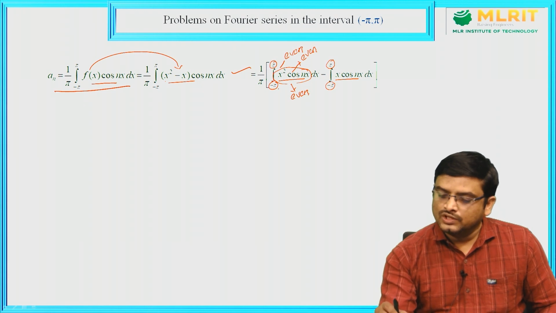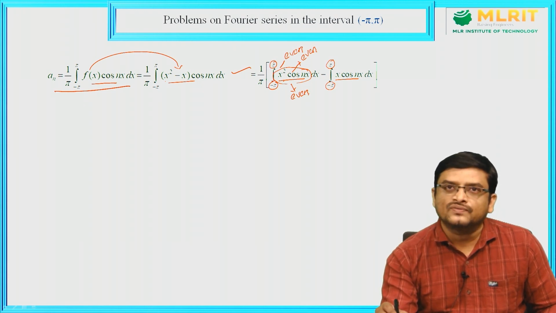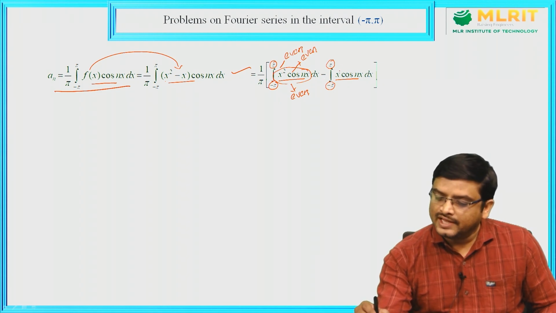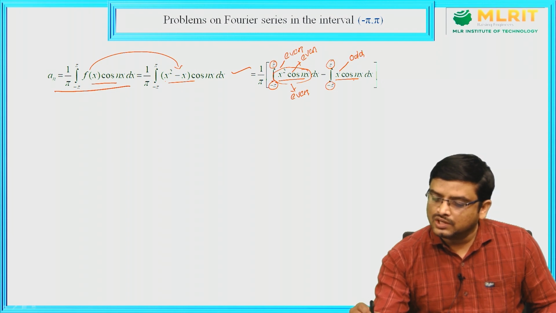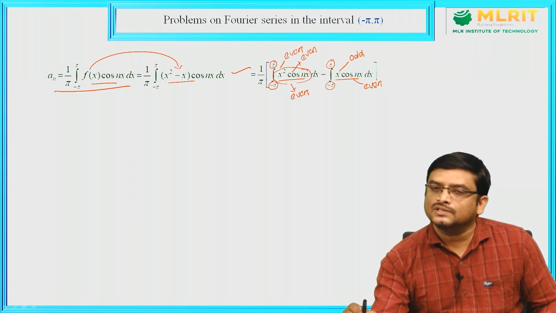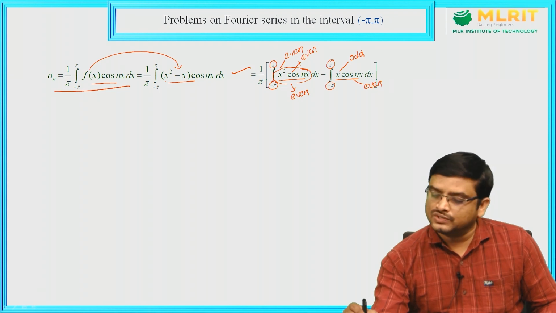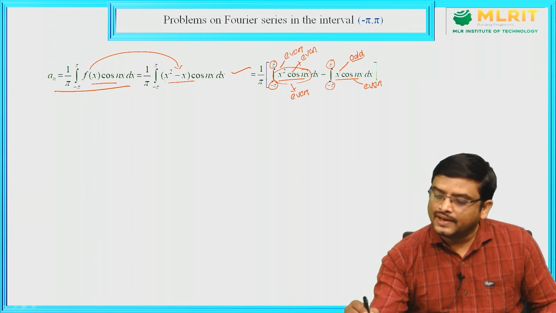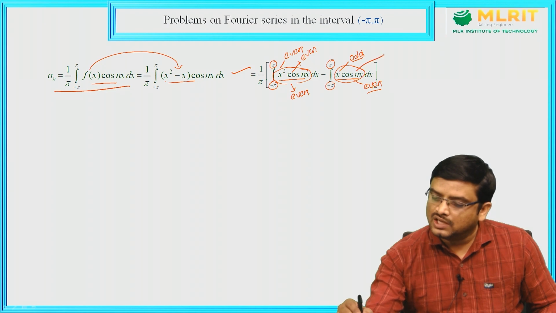So in the first integral, the function is an even function. Now go for the second integral. Here x is an odd function and cos is an even function. Cos is an even function because if you replace x with minus x, we again get the same function cos x, which is equal to f of x. Whenever we multiply an odd function with an even function, the resultant is always an odd function.